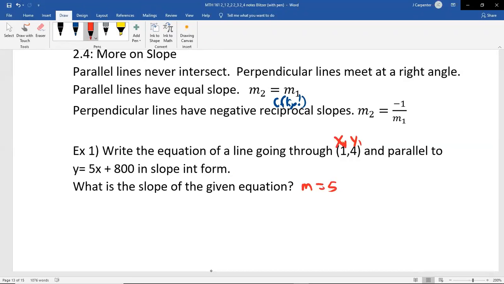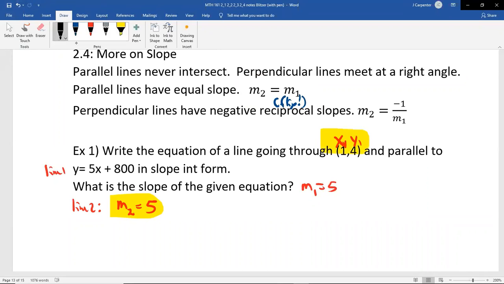Let's call that m1, the slope of the first line. So this is line 1. Now what we need to do is make line 2. Well, what's its slope? Well, they're parallel lines, which means they have equal slope. You don't have to do anything to it. The slope of the first one was 5, so the slope of the second one is 5. So now we have the slope the line goes through. We have a point that our line goes through. We're going to use that information.